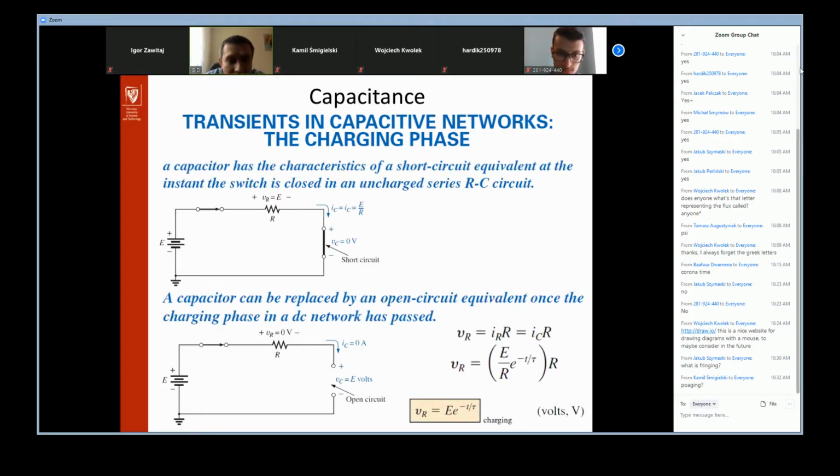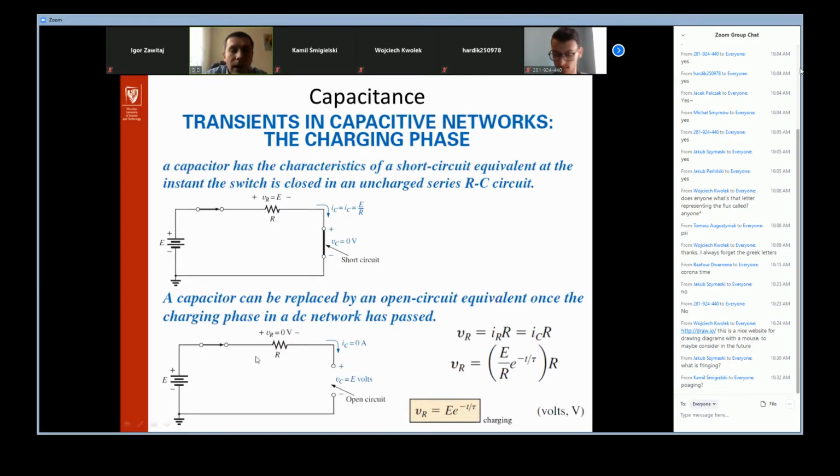state, the current IC has stopped flowing. So we can say then that the VC is equal E. So the capacitor in fact looks like an open circuit in this moment for the steady state, because the current is flowing and we have got the same voltage drop on these two components. Also, there is no voltage drop on the resistors because we've got the same potential here and here.